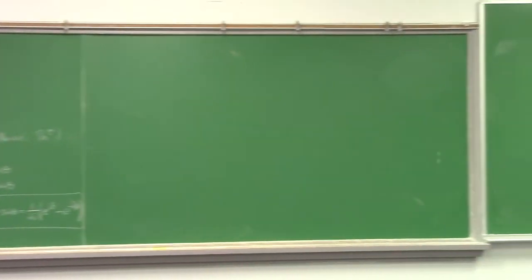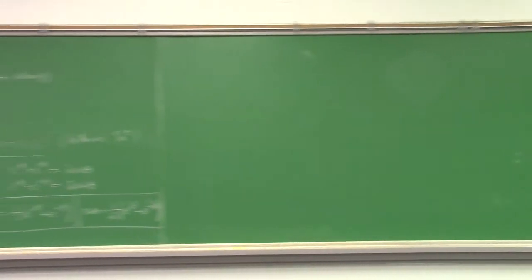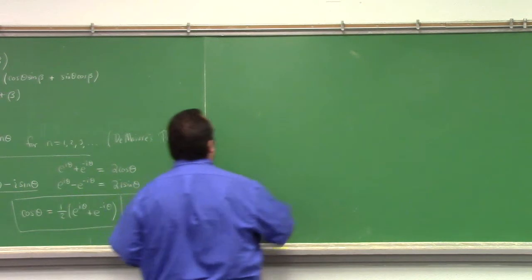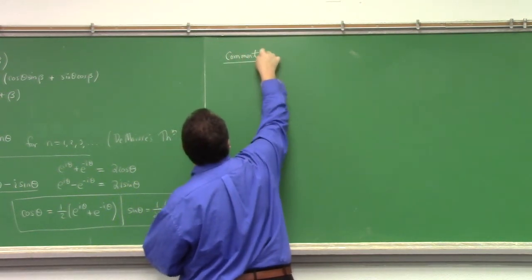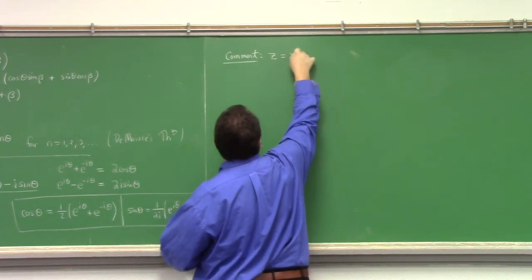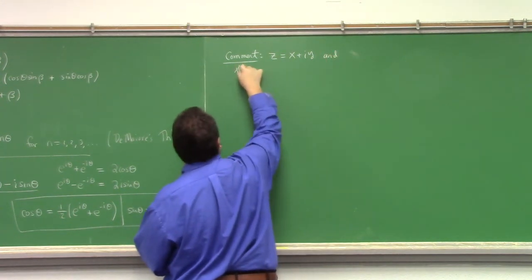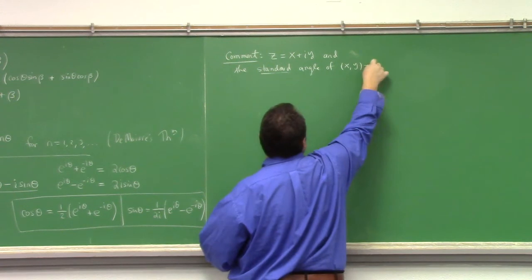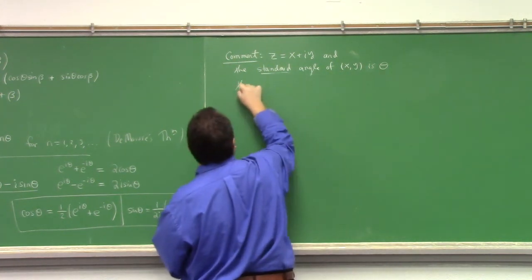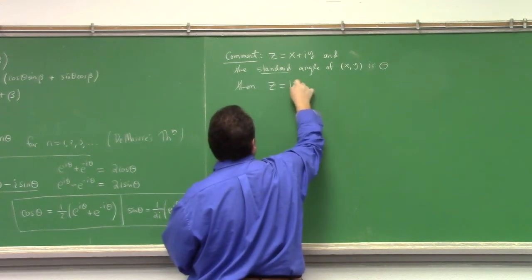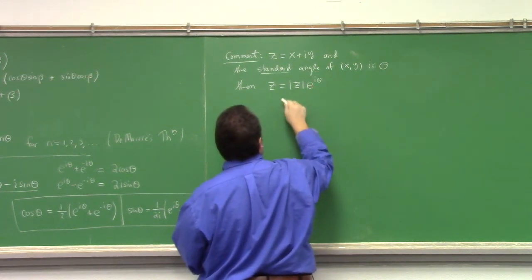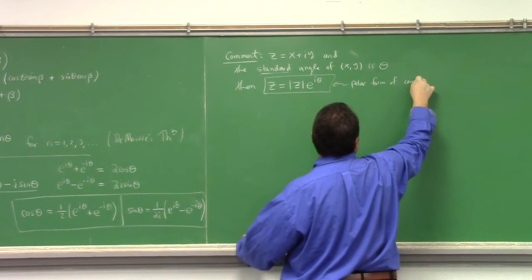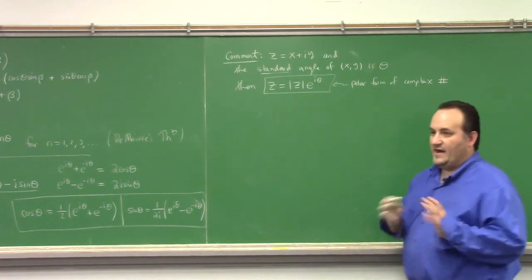So the one thing is now that we have this really nice notation, we can rewrite the polar form, and we'll talk a lot more about this next time. But first of all, if z is equal to x plus iy, and the standard angle of (x, y) is theta, then we can write z as the length of z times e to the i theta. So this right here is the polar form of a complex number. Magnitude and angle.